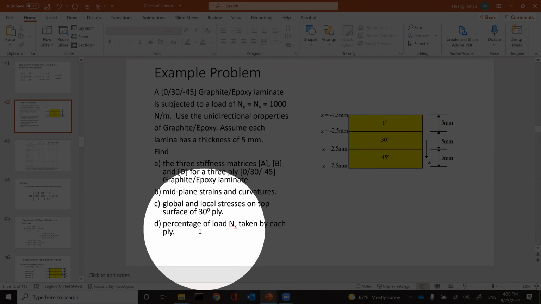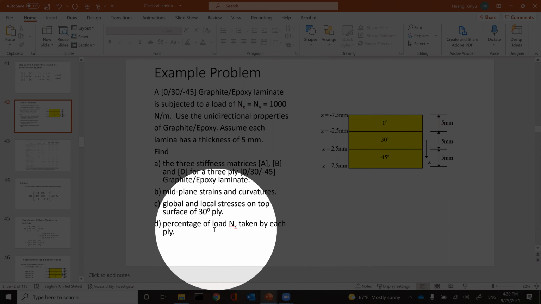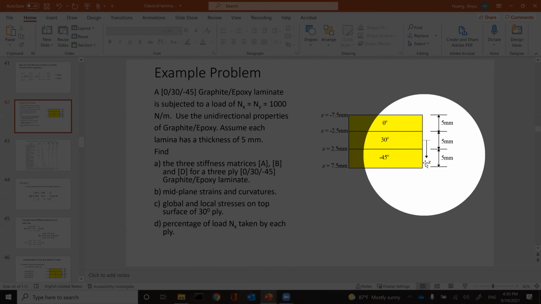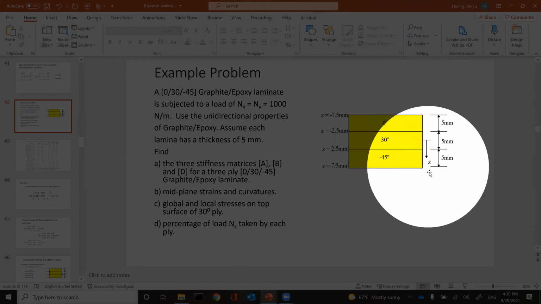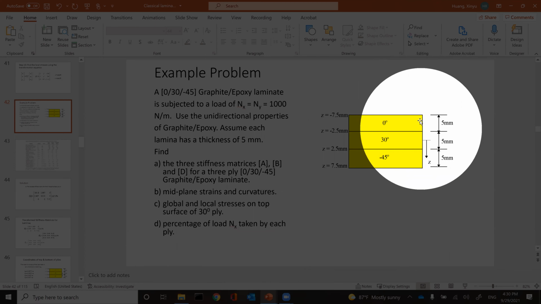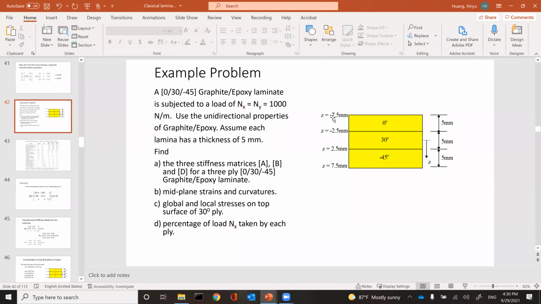That's it. And then the last part of the question is the percentage load taken by each ply. All right. So we know Nx is the sum of the stress sigma x over all layers. You integrate sigma x from top to bottom, you get Nx. But if you integrate from minus 7.5 to minus 2.5 instead of all the way down, that will be the accurate x direction load taken by layer 1.